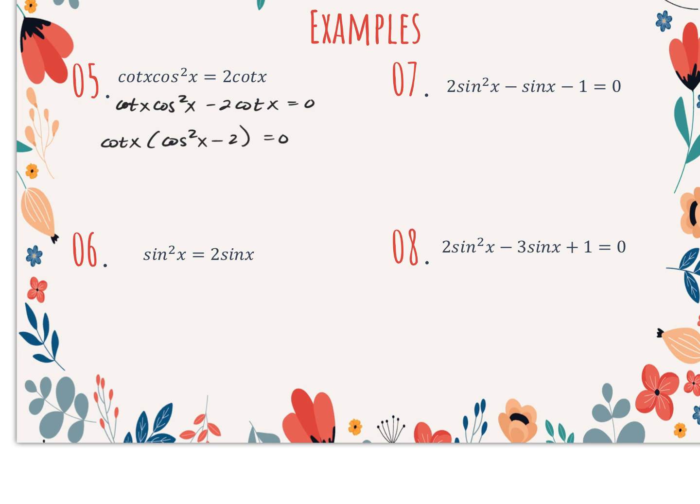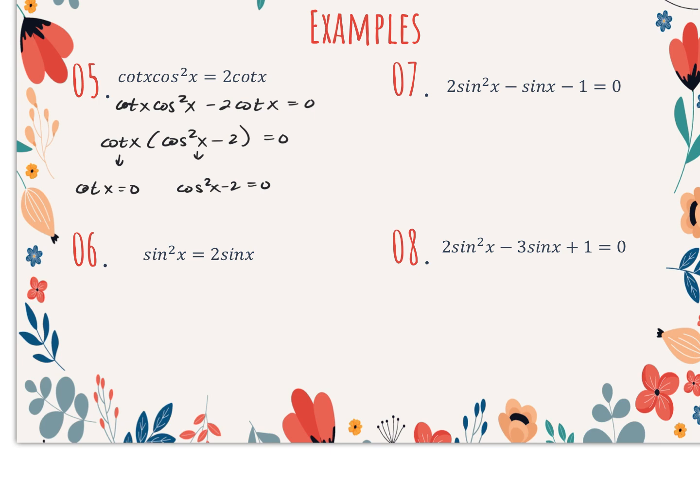Now this is where it gets really interesting. Here we're basically going to solve just like if we were factoring, and we basically set each factor equal to 0. We're going to do the same thing here. We're going to do cotangent of x equals 0, and cosine squared x minus 2 equals 0. So again, you have to ask yourself, when is the cotangent of x equal to 0?